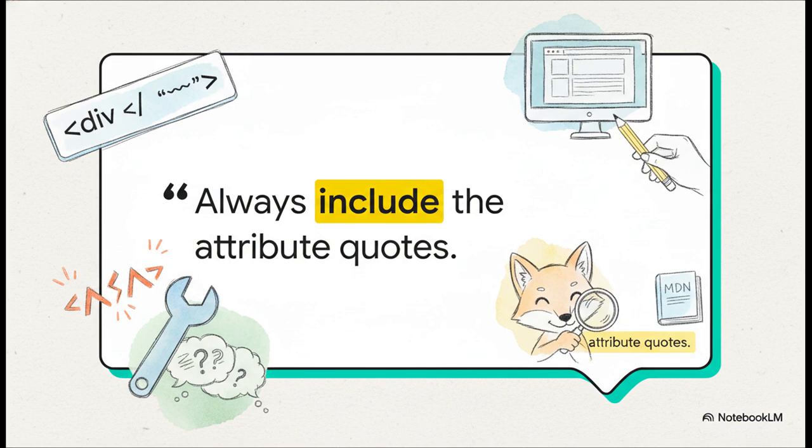And here's a huge piece of advice, a real pro tip. Always put quotes around your attribute values. Now, sometimes your code might still work without them, but leaving them out can cause some really strange bugs and just makes everything harder to read. It's a super simple habit that's going to save you a ton of headaches later.